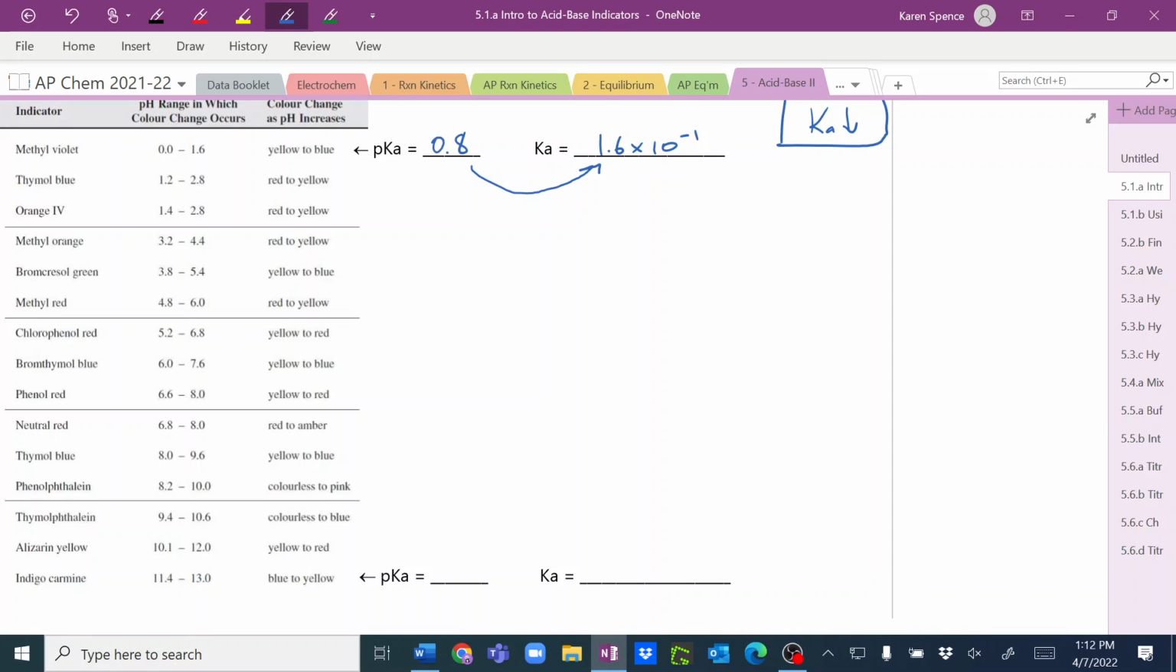It is a weak acid conjugate base system. Yes, so all of them are a mixture of their acid and base forms. So when we talk about the acid form, methyl violet is the strongest acid. Its base form will be the weakest base. Yes? Yes. So what is the pKa of indigo carmine? What's the pKa of indigo carmine?